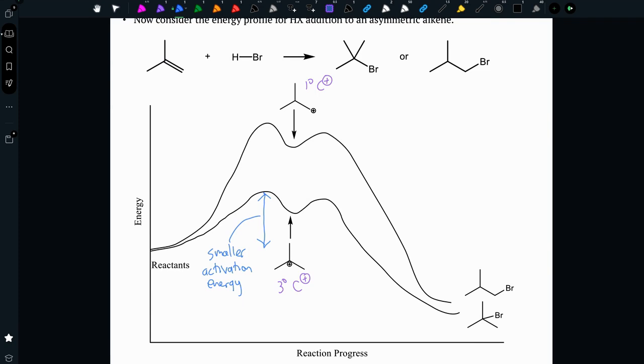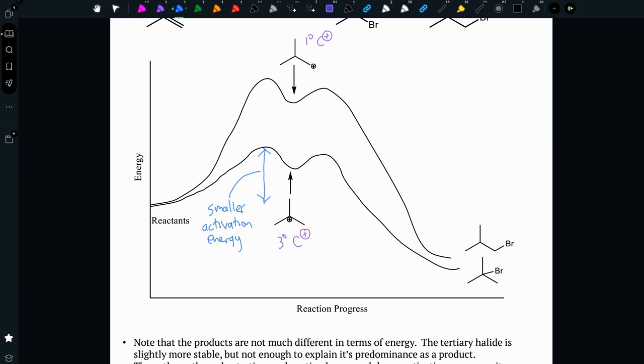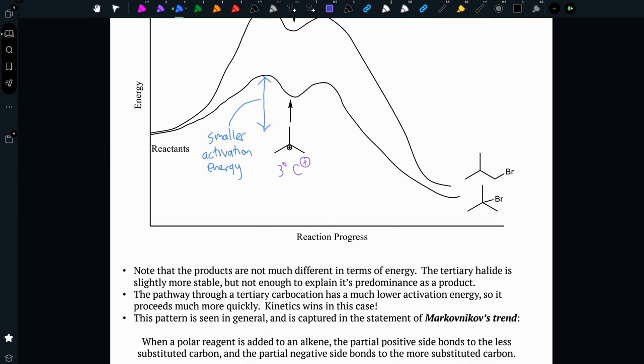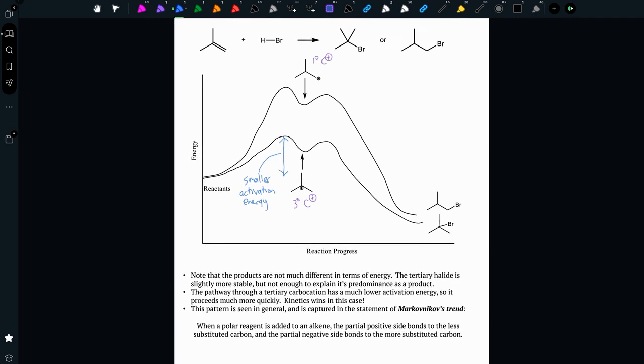Okay, the two products in this case, it turns out, have very similar stability. The more substituted alkyl halide is somewhat more stable, but only by a little bit. But the difference in energy of the carbocations is huge. So because of the smaller activation energy to form the tertiary carbocation, that step is going to be millions of times faster than the step that would form the primary carbocation. So in this case, the kinetic argument is the one that really explains the difference.